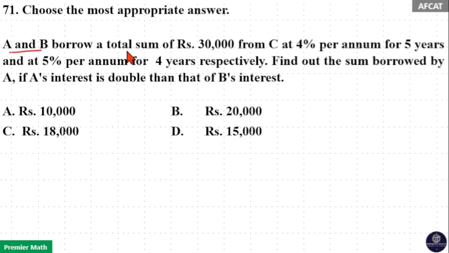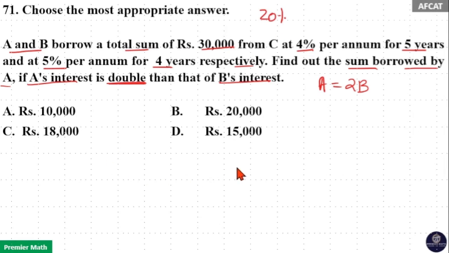A and B borrow a total sum of rupees 30,000 from C at 4% per annum for 5 years and at 5% per annum for 4 years respectively. Find out the sum borrowed by A if A's interest is double that of B's interest. If A's interest is double that of B's interest, it means A's sum is double the sum of B, because both are paying 20% of their sum as their interest.